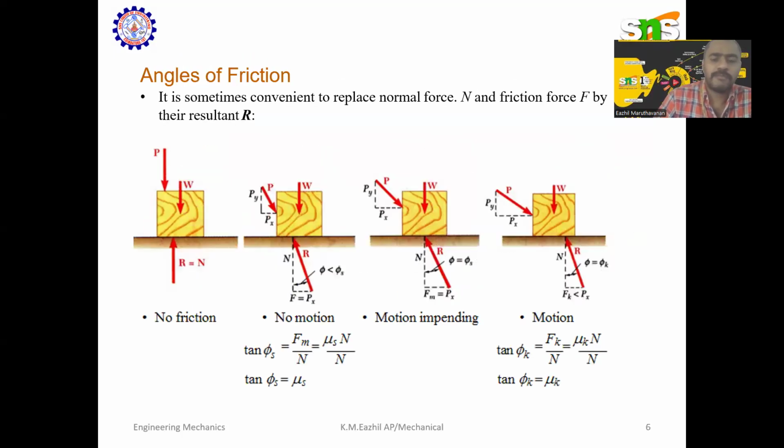To find the angle of friction, tan phi is equal to Fm by Nr. We know that Fm is equal to mu into Nr, so we can equate tan phi is equal to mu_s. The angle of friction is between the resultant force and the normal reaction.